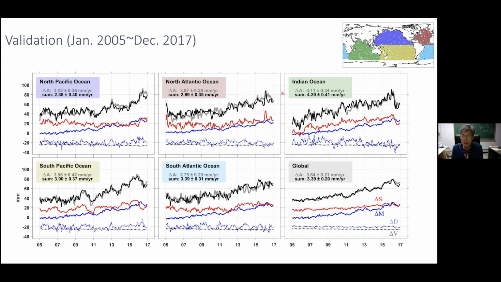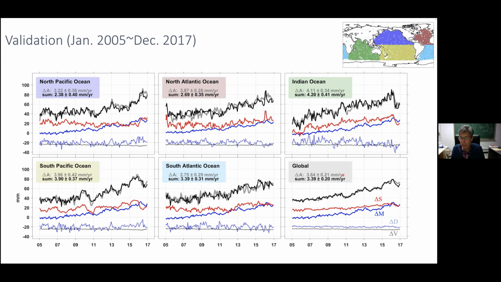So this is a comparison between observation and estimation because we don't have good altimetry data and steric data in the Arctic Ocean. I didn't include the Arctic Ocean region. So this is the North Pacific Ocean, South Pacific Ocean, North and South Atlantic Oceans, and Indian Ocean. And this is for the global ocean.